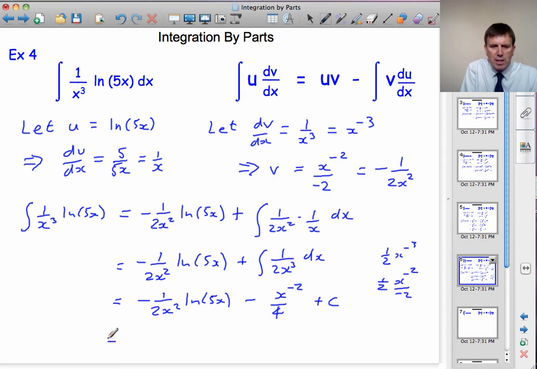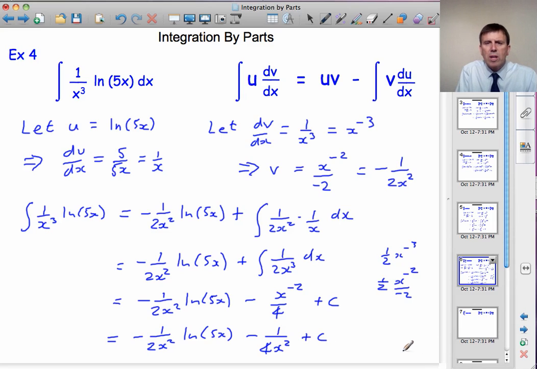And perhaps we'll just take that negative power back downstairs to finish. Minus 1 over 2x squared log 5x minus 1 over 4x squared plus a constant. And that concludes our 4 examples of indefinite integration. We'll now look at 3 examples of definite integration using integration by parts.